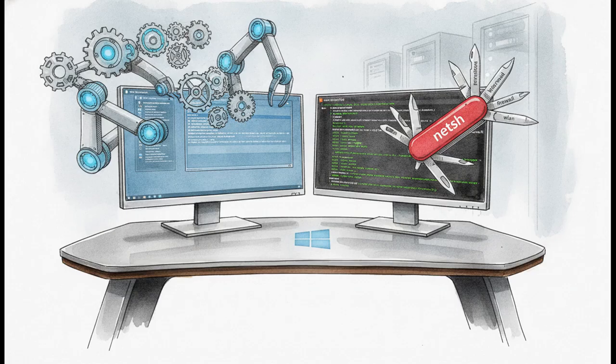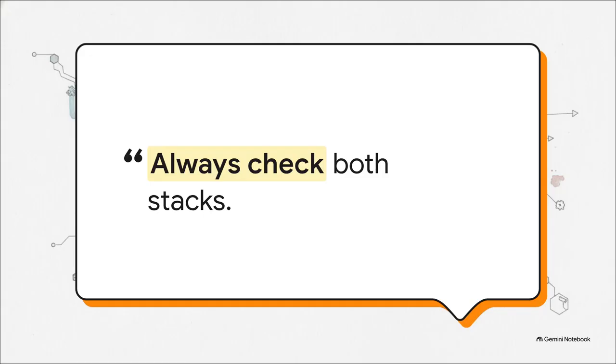Using show addresses, show route, or show neighbors gives you everything you need to quickly diagnose the state of the system. As we wrap up our investigation today, I want to leave you with the absolute golden rule of modern network debugging. It's perfectly summarized right here. Always check both stacks. Seriously.